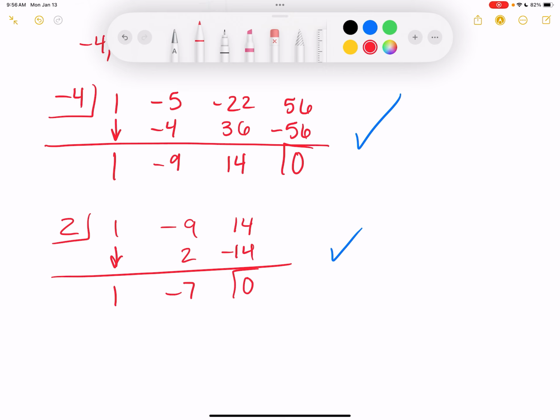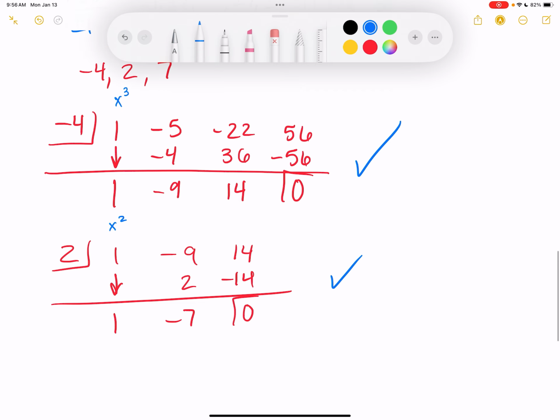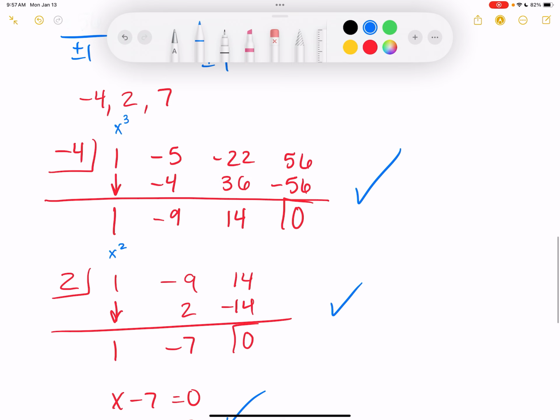Typically they're going to be bigger than x cubed, so you wouldn't have been able to do that. But at this point, just to refresh from last week, this was an x cubed term, so this became an x squared term, which means this is now an x term. So what I'm left with down here is x minus 7 equals 0, or x equals 7, which would be my final zero. So -4, 2, and 7 are all zeros. These are the zeros that actually work.